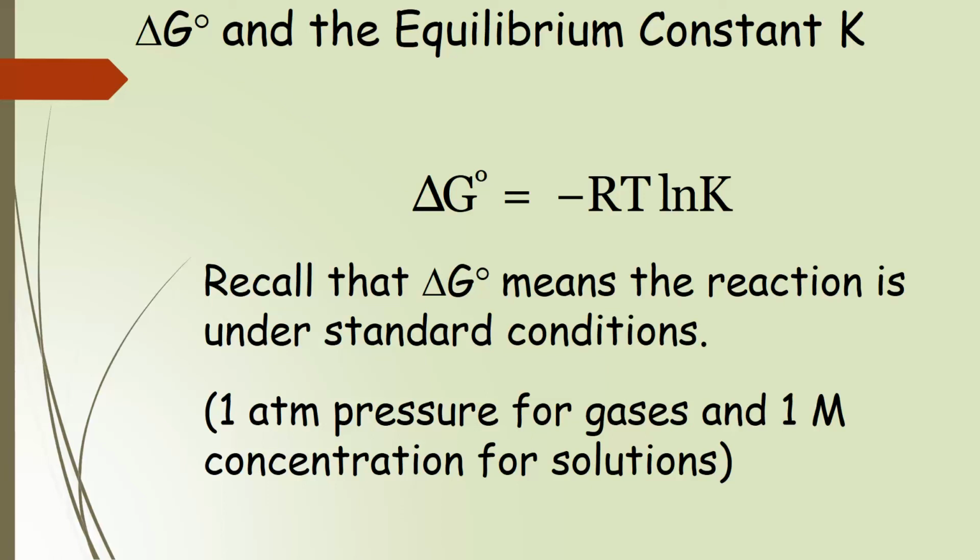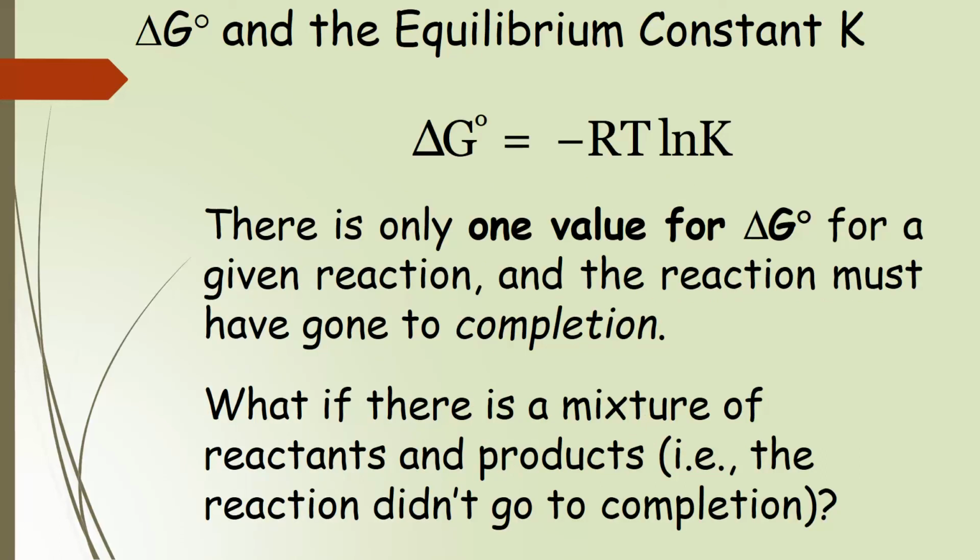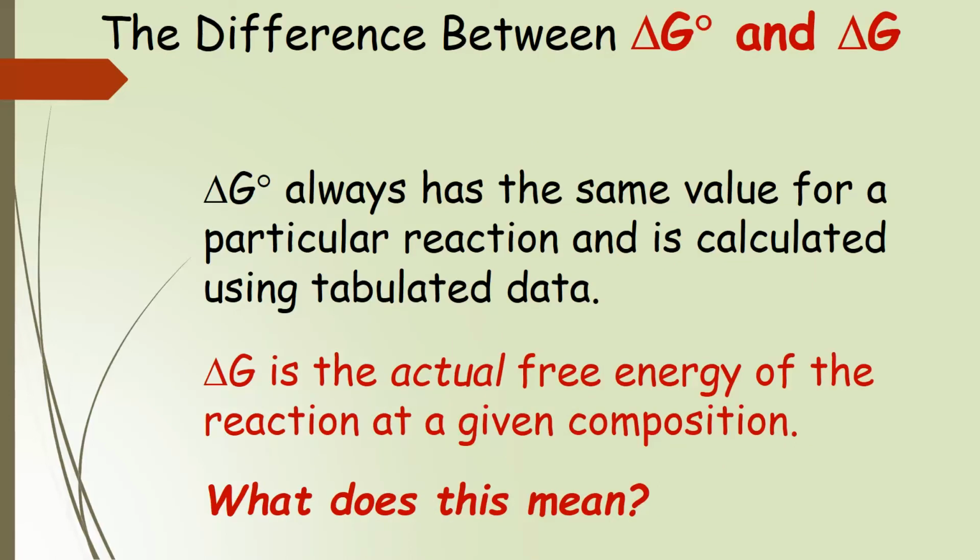Now recall that del G naught means the reaction is under standard conditions, 1 atm pressure for gases and 1 M concentration of solution. There is only one value of del G naught for a given reaction, and the reaction must have gone to completion. What if there is a mixture of reactants and products, that is, the reaction did not go to completion? The difference between the capital G naught and the change of Gibbs function.